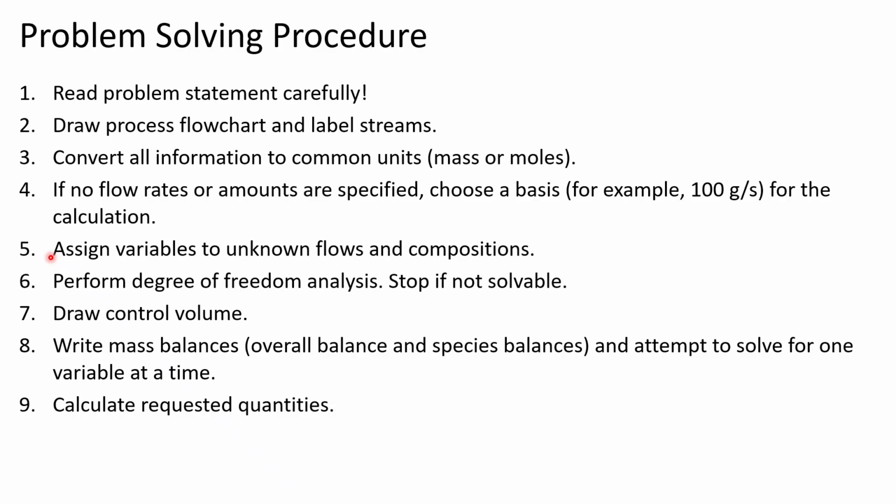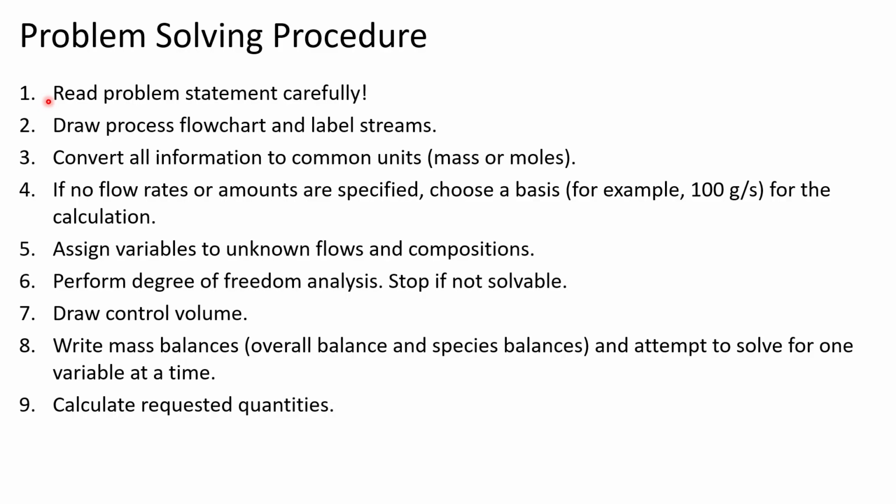Once we solve the problem for a given basis of calculation, we can scale it to any other value by simply multiplying each of the flow rates or amounts by the same factor. The fifth step is to assign variables to unknown flows and compositions for each of the process streams. Next, for a control volume that we are considering, we're going to perform a degree of freedom analysis. And if we can solve, then we're done.